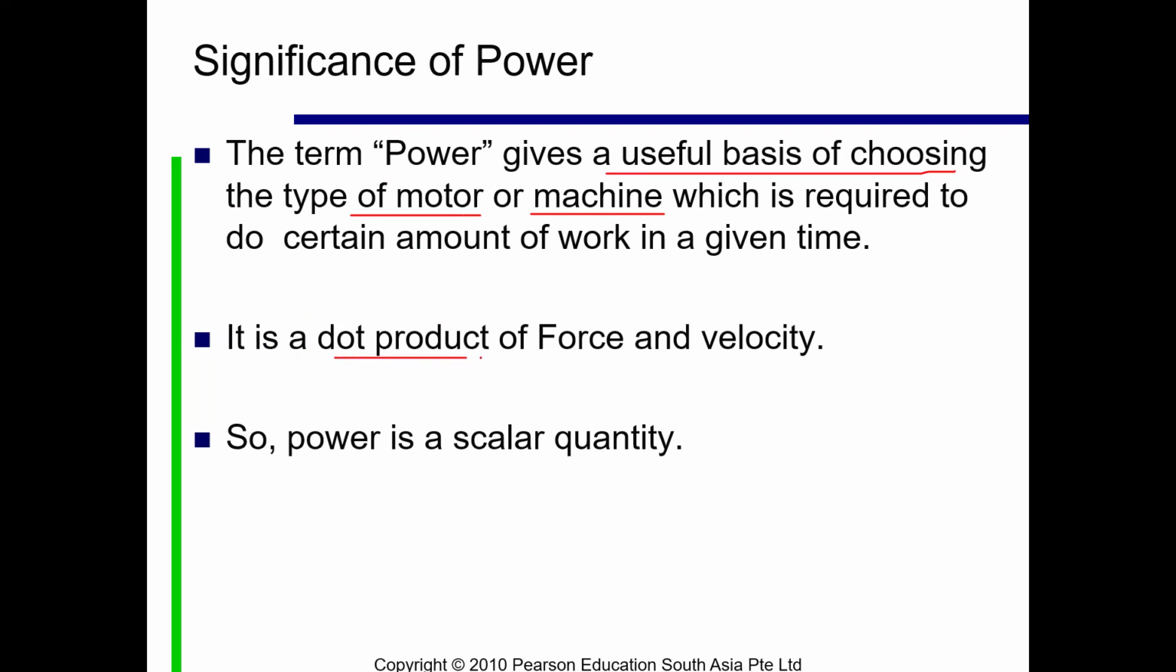Remember that this is a dot product of force and velocity, and you know that the dot product of two vectors is always what? Is always a vector, right? Dot product of two vectors is always a vector, right? Scalar. Yes, it's scalar. It's written here as well.